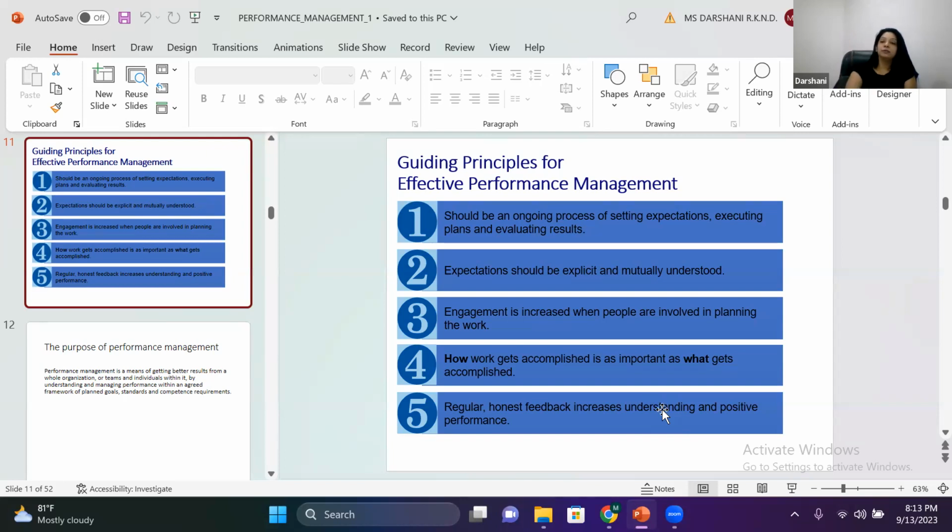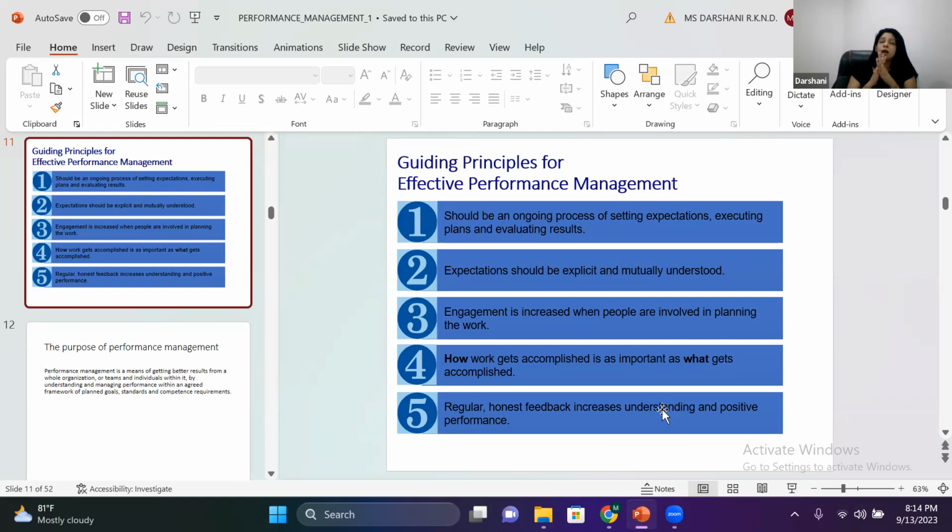So now, when it comes to guiding principles for effective performance management, these are the principles. With what does it start? The first one, it says what? What is the first guiding principle for effective performance management? It should be an ongoing process of setting expectations, executing plans, and evaluating results.